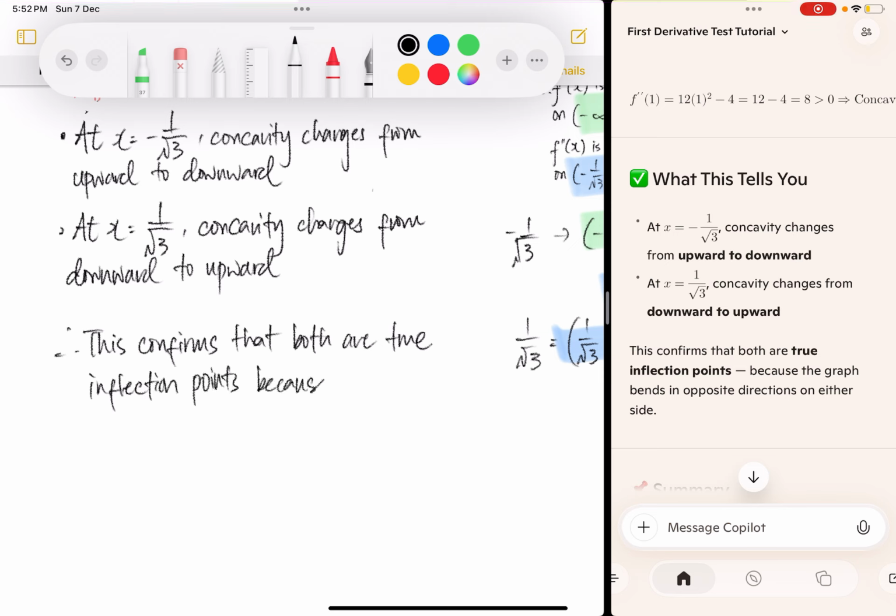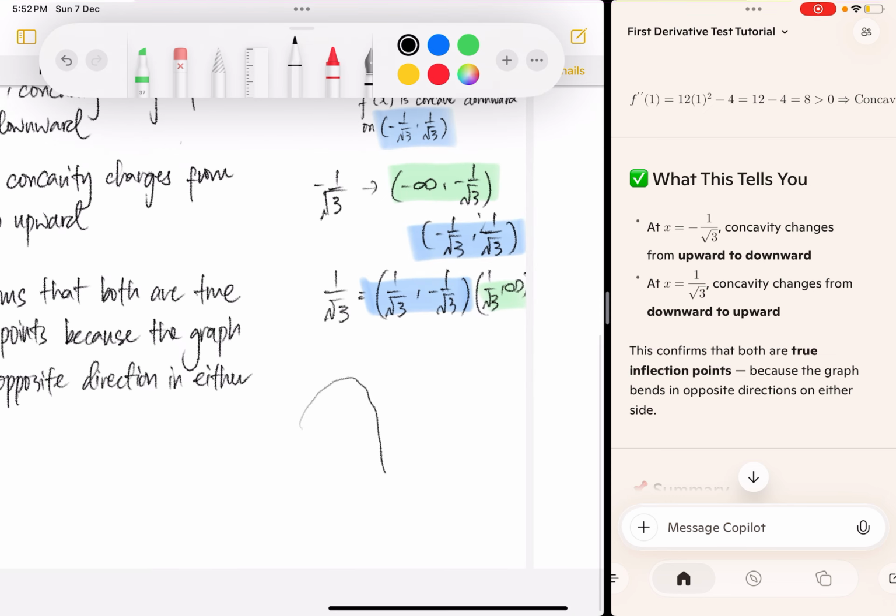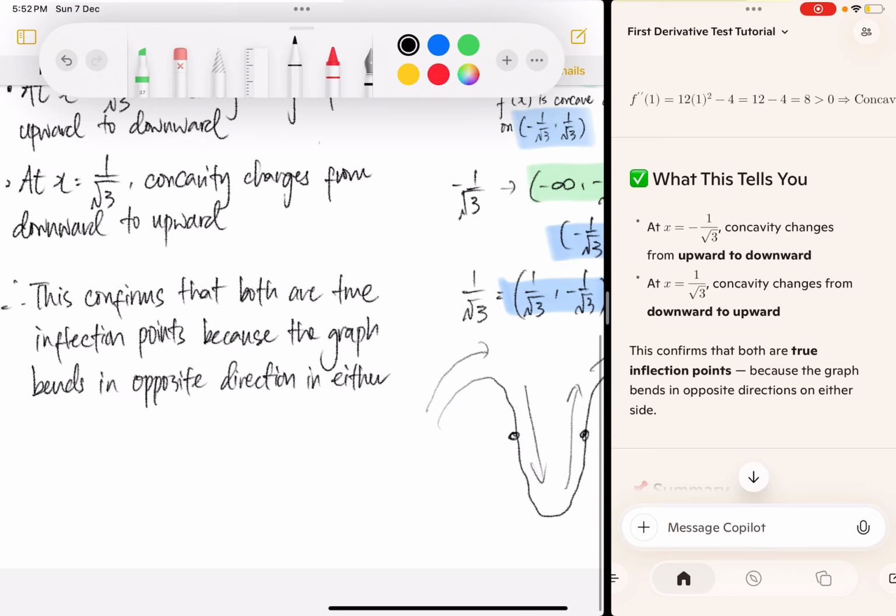bends in opposite direction on either side. We need it to look like this. Basically, we need something to start from concaving upward to downward, and then from concaving downward to upward. That's how we know it's an inflection point. There are two inflection points here because it bends in opposite direction on either side.